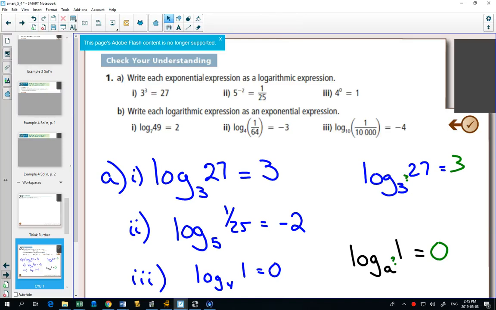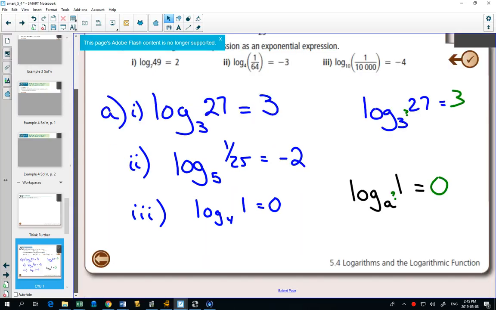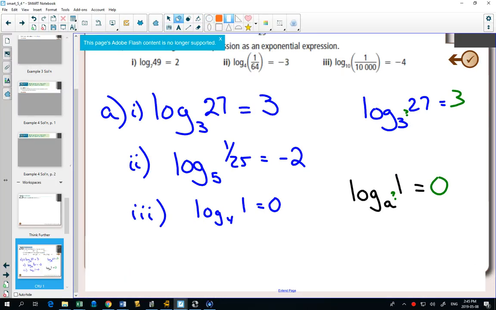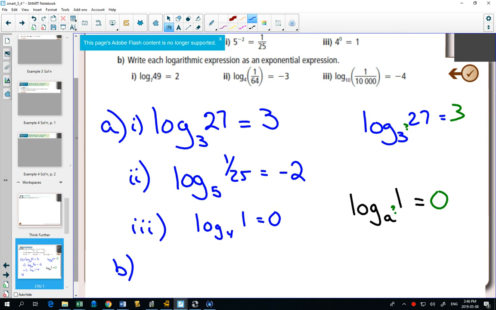So one of the things when we have an exponential equation, sometimes we want to write it as a logarithmic equation. And we can switch them back and forth. Same thing if we have a logarithmic equation, sometimes we're going to want to change it to an exponential equation. So in part B, now all of these are in log form. And it says log 7 of 49 equals 2.